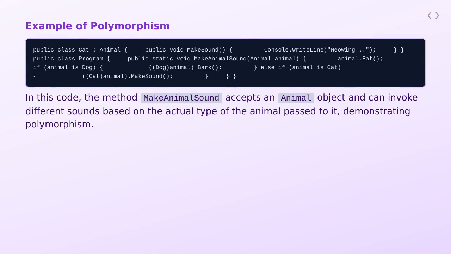Example of polymorphism, let's dig in. This slide introduces a class definition. Study the structure in the code sample. In this code, the method makeAnimalSound accepts an animal object and can invoke different sounds based on the actual type of the animal passed to it, demonstrating polymorphism.